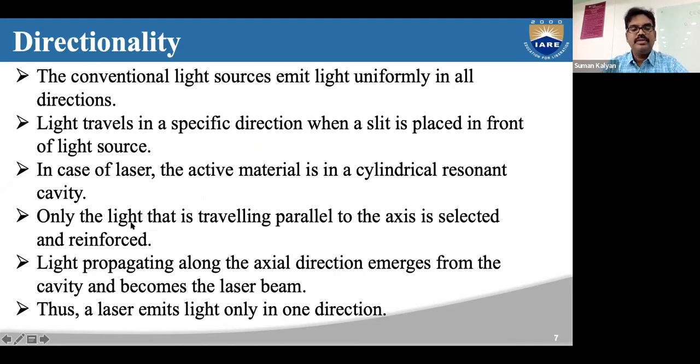Because the light that is traveling parallel to the axis is selected and reinforced, the light only gets a particular direction. That's why the light propagating along the axial direction emerges from the cavity and becomes the laser beam. Thus, a laser emits light only in one direction. As you can see at the output, all the photons are in the same direction.